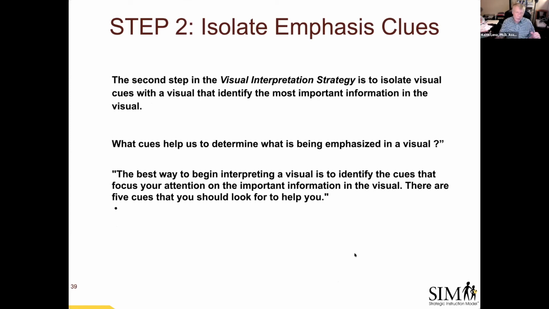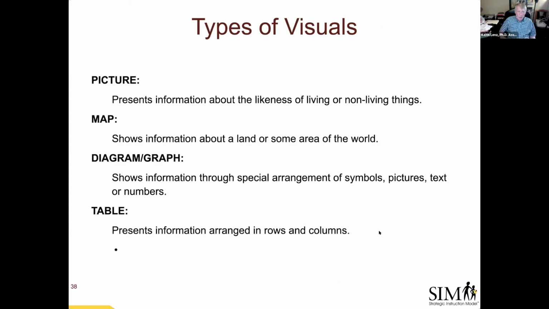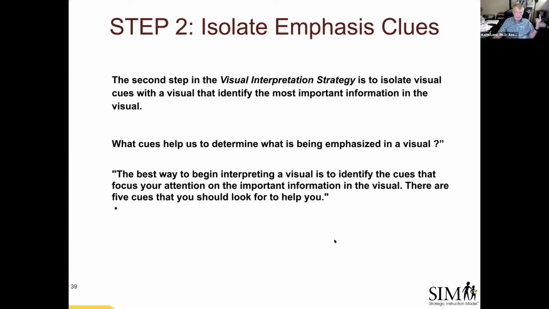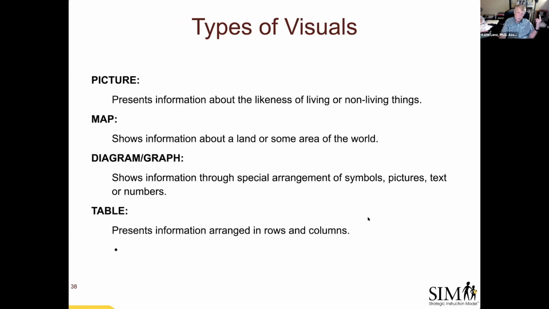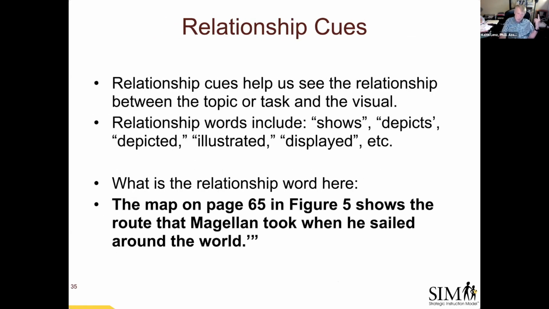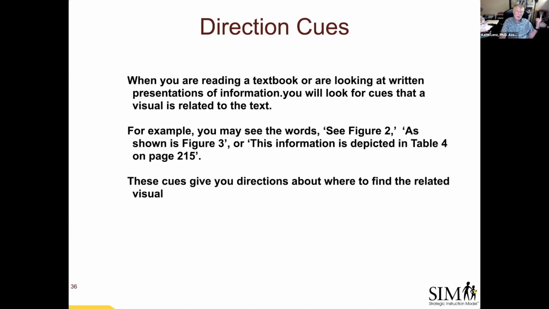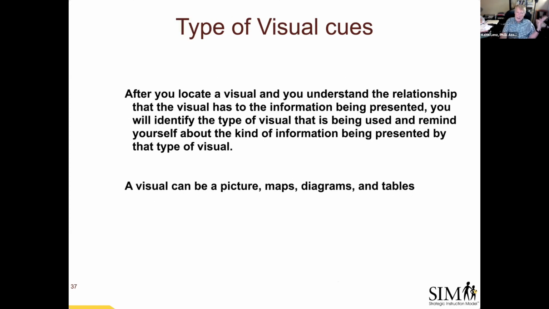All right, so step one, let me go back here. Step one is to take a look at the relationships. Here, let's go back. We have our relationship cues, we have our direction cues, and we have our types of visual cues. Those three things prepare a student to then interpret the visual that they're looking at.